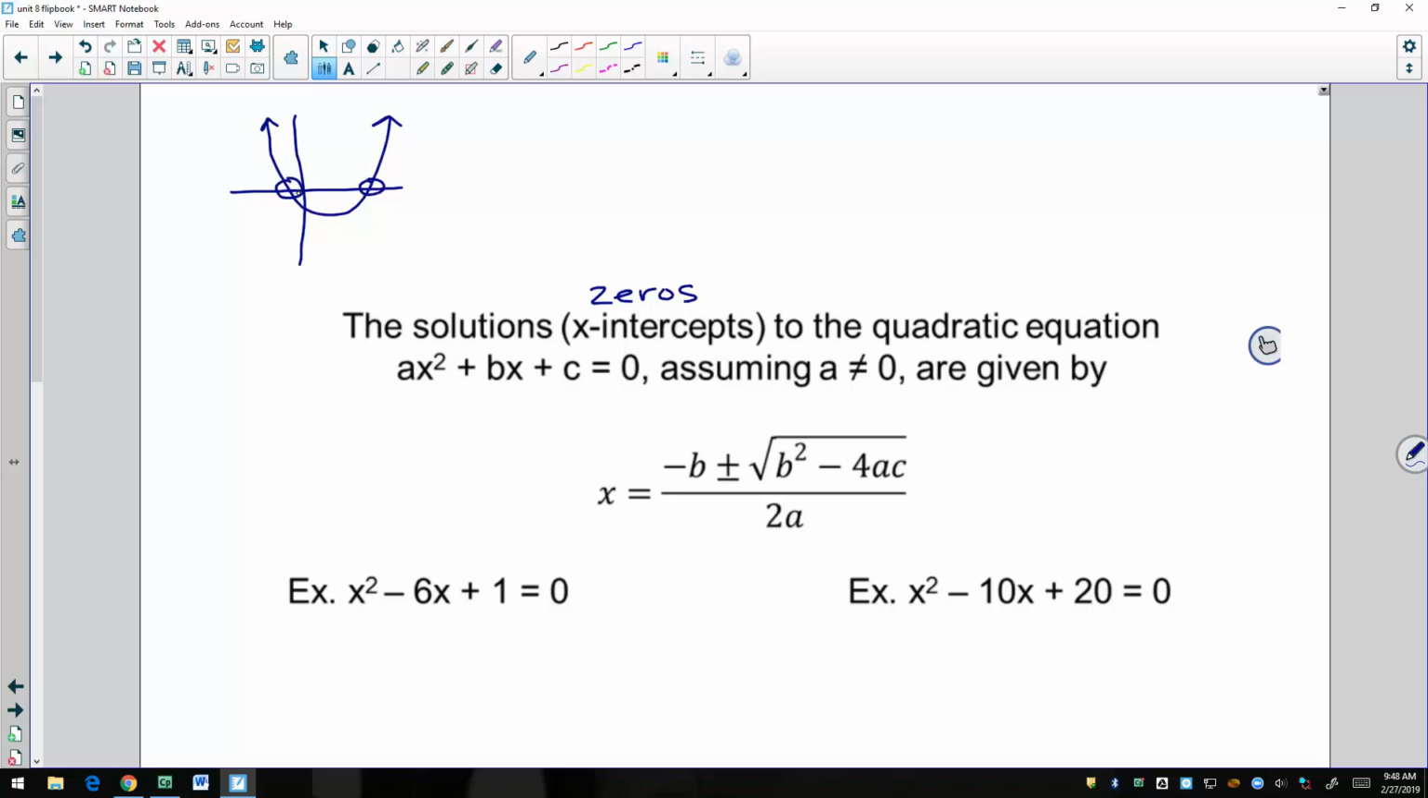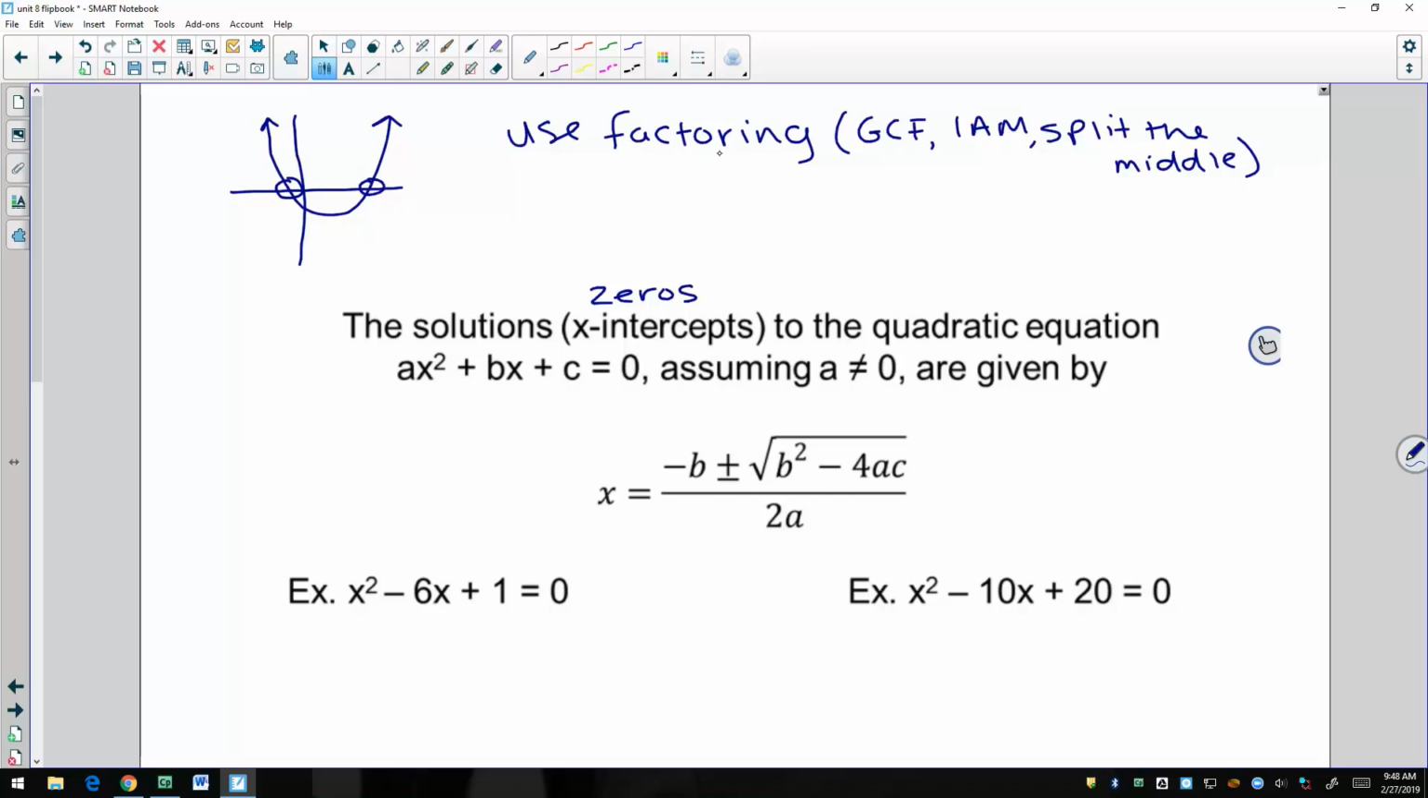So in that case, normally in the past we have factored. Use factoring to find the zeros, and our factoring types, if you recall, were GCF, 1AM, or split the middle. And then once you do split the middle, you'd have to do factor by grouping. Well, if where the roots occur or the zeros is not a pretty number, you're not going to be able to use factoring to do that.